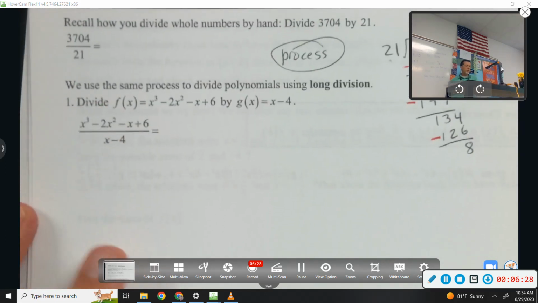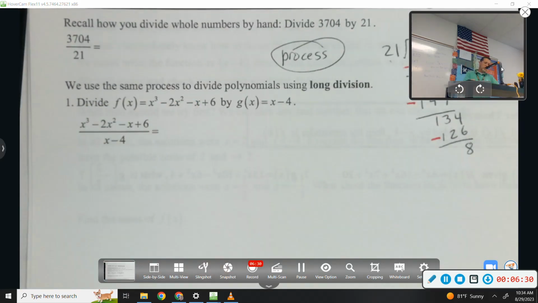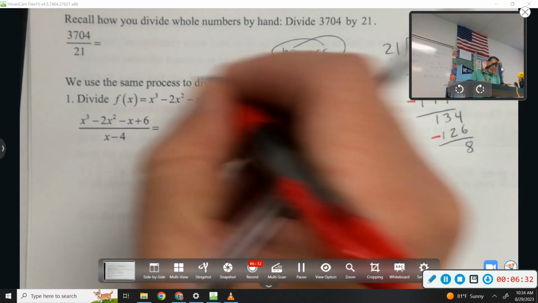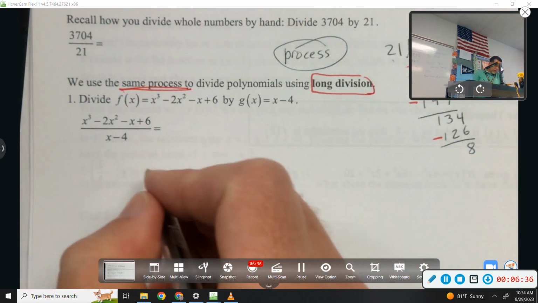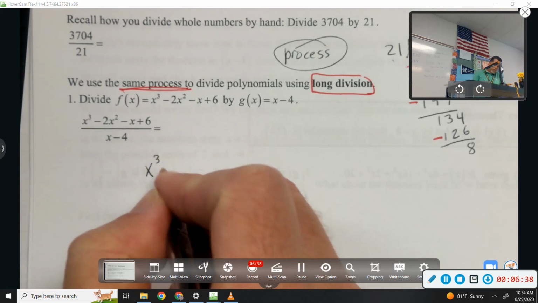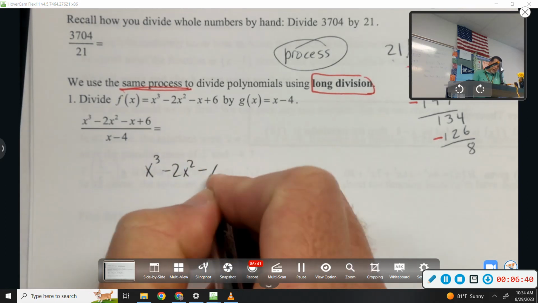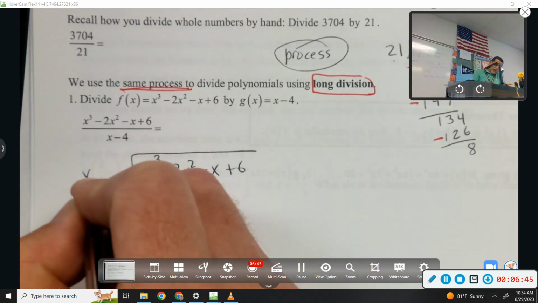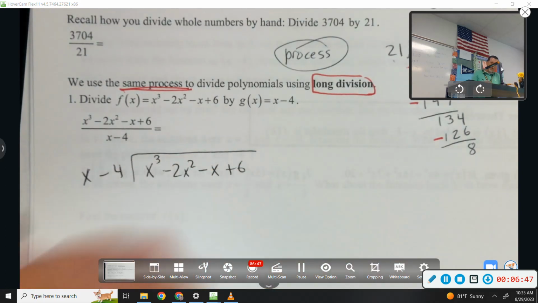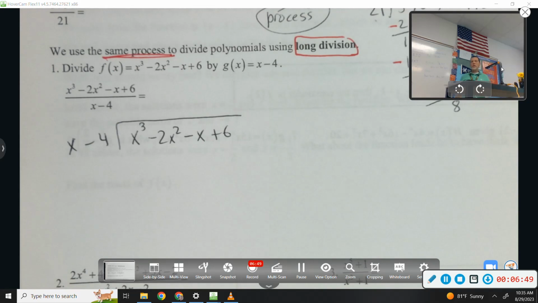So number 1, we're going to use the same process using long division. Same process. So x cubed minus 2x squared minus x plus 6 divided by x minus 4. Alright, that looks way different than numbers, but same type thing.